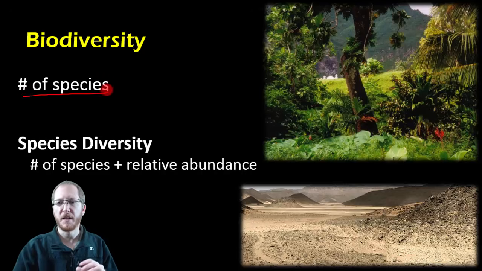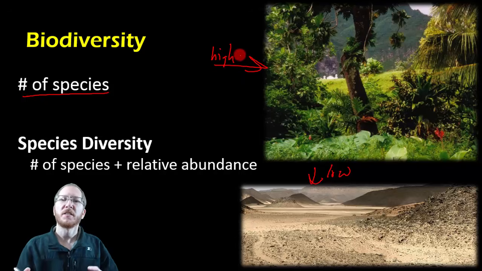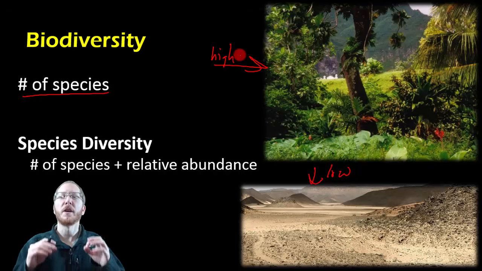Now with biodiversity, the simplest way to look at it is to say it's purely the number of species in an area. You go out there and count, and you'll see that something like the tropical rainforest is going to have a high number of species, whereas something like the desert is going to have a relatively low number of species. So that's one way you can treat it. That's the simplest way. But scientists also like to put a little bit more nuance into this. They like to know a little bit more information.